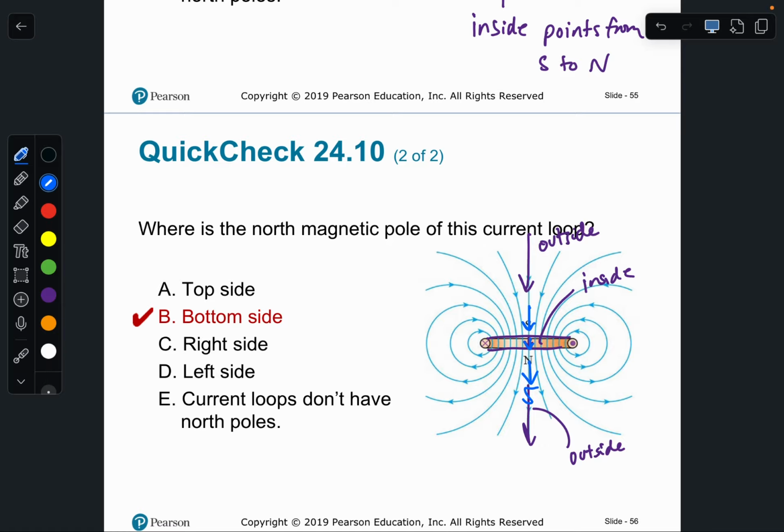Okay, so now we got that cleared up, because that's going to come up a lot. We're going to do a lot of problems with that aspect. You need to know that. Any questions so far? Does that make sense?